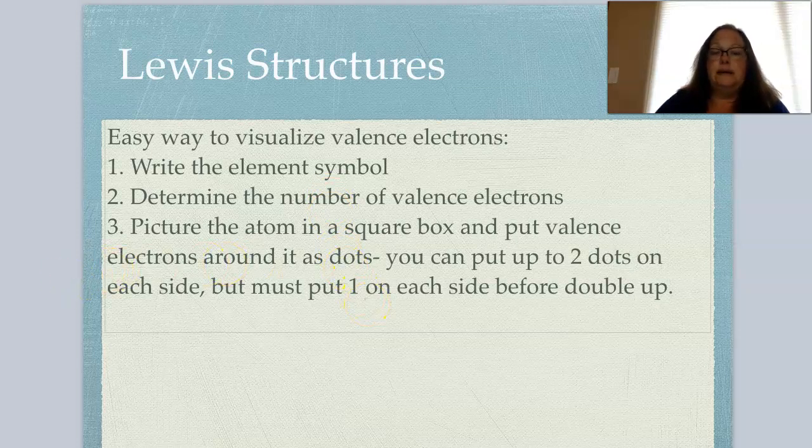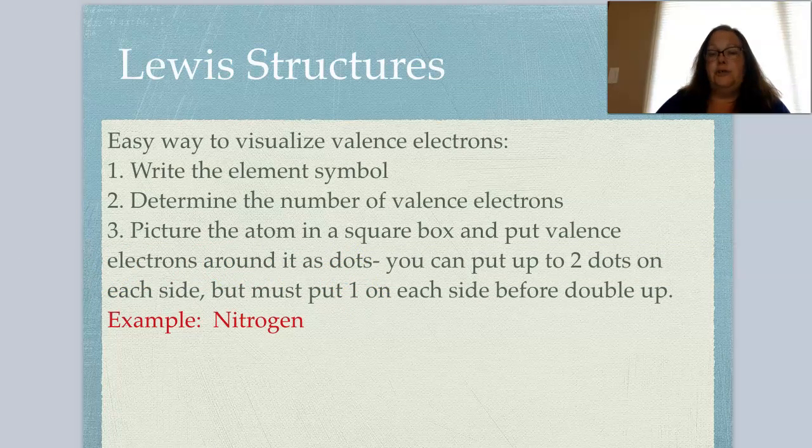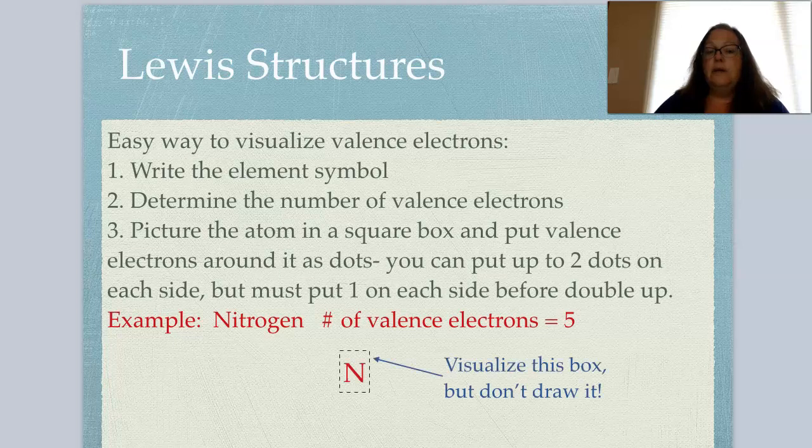So let's look at an example. Let's take nitrogen. Take a look at your periodic table and see how many valence electrons nitrogen has. It has 5 valence electrons because everything in the column with nitrogen has 5. The next thing we're going to do is write the symbol, which is N, and picture a box. You're not going to actually draw a box. I just want you to visualize that we're not putting dots anywhere we want around this. We're going to picture a box where each side can have 2 dots.